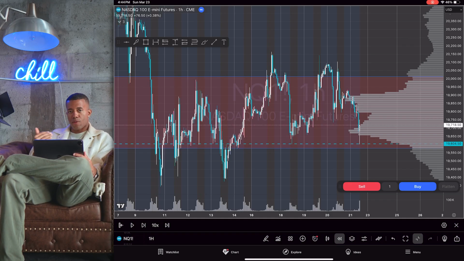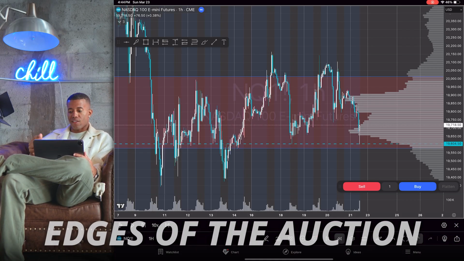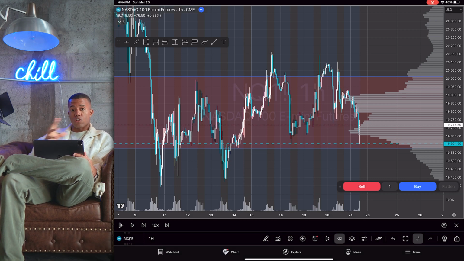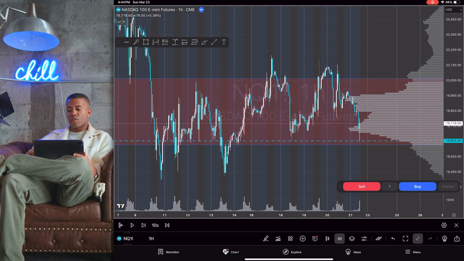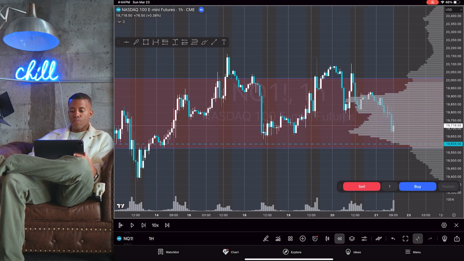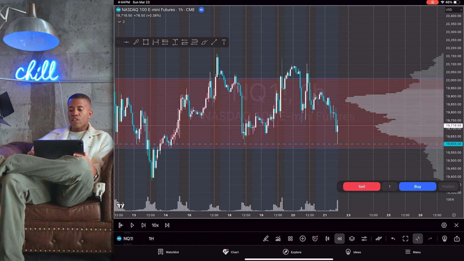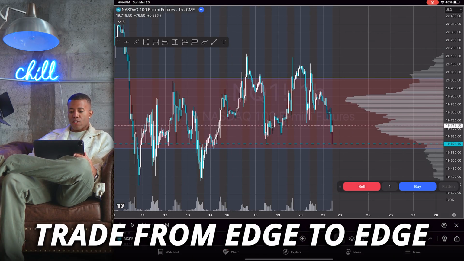So shooting stars and hammer candles are signal candles because they give us a very long wick of the price moving away from a level, right? It could be a demand and support level. In this case, our demand and supports are the edges of the auction, as defined by this red box, which is the edges of the VP. This gives us a really, really simple trade to take. Now, when we're trading the volume profile, we trade from edge to edge.